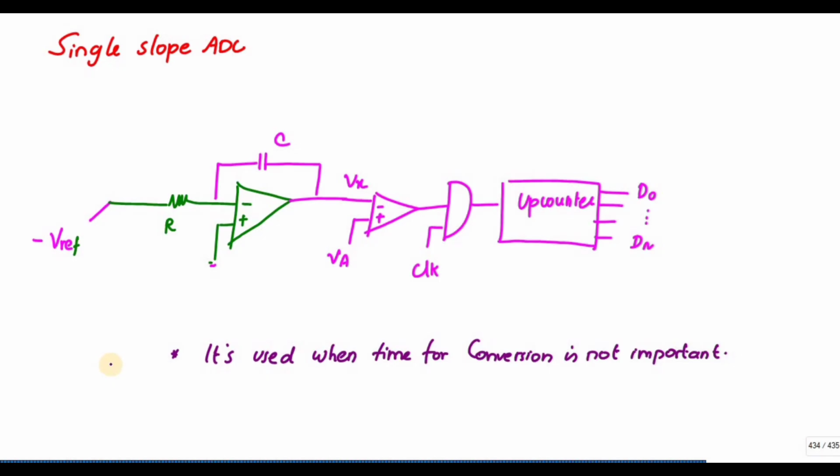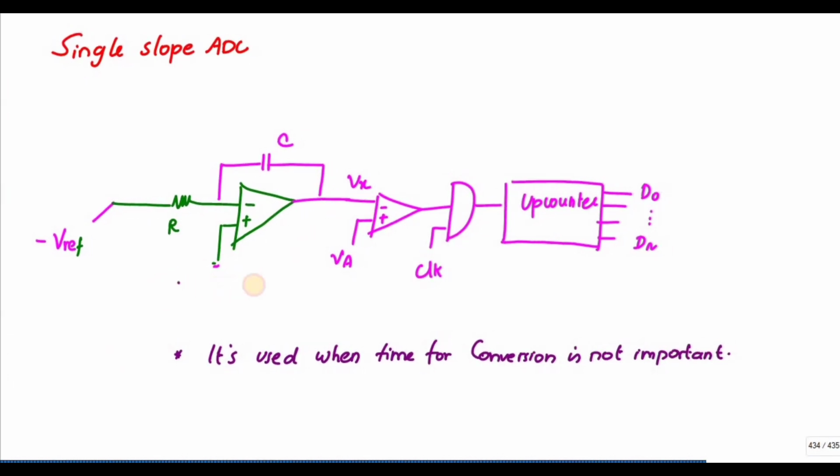In this video, we are going to discuss the single slope ADC, analog to digital converter. It consists of an integrator and comparator and AND gate, then an up counter. So you will get a digital output.